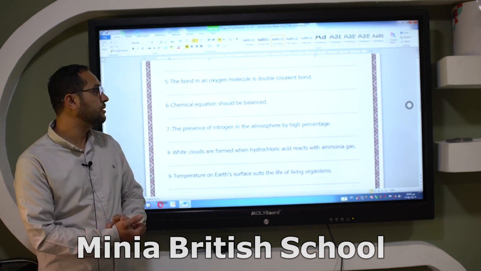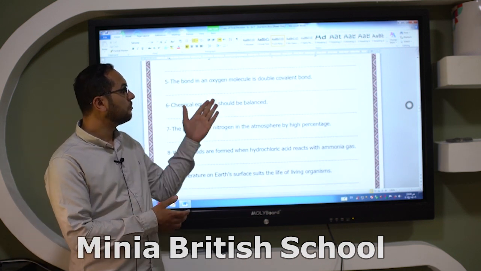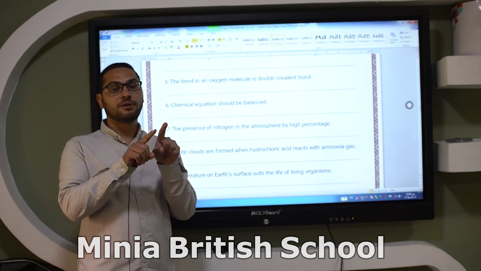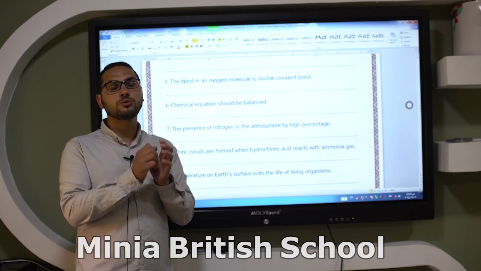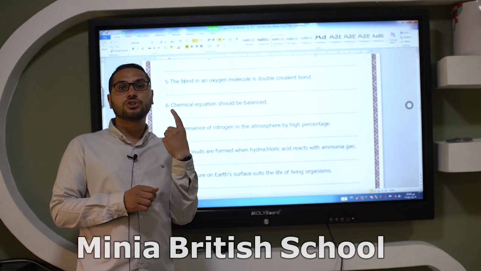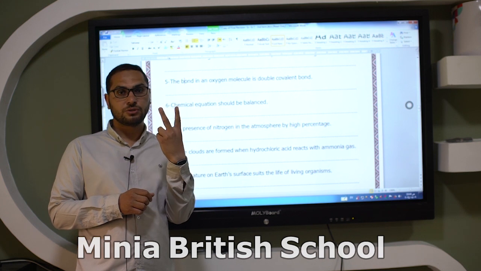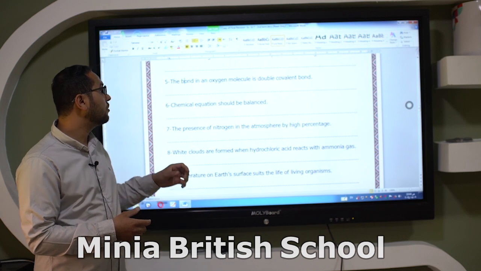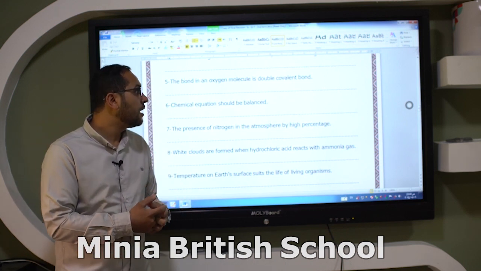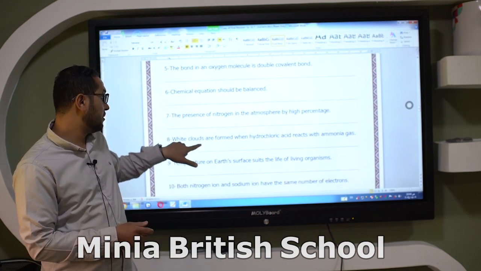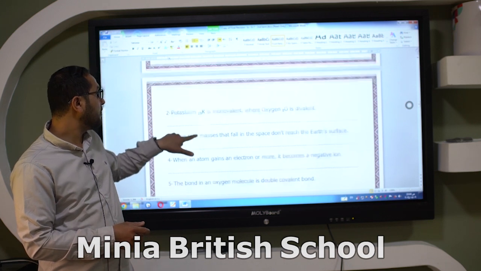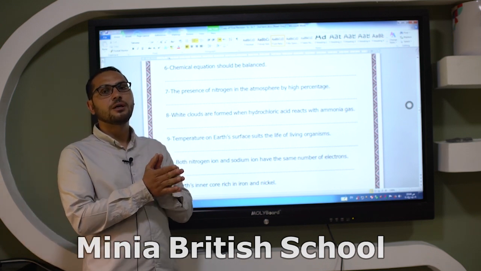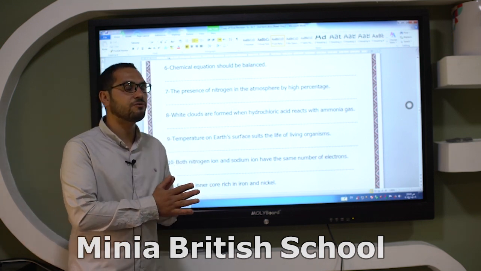The bond in an oxygen molecule is a double covalent bond. Why? Because, as you know, the chemical formula of oxygen is O2, and each oxygen shares 2 electrons, so the bond between them is divalent. A chemical equation should be balanced. Why? To achieve the law of conservation of matter.